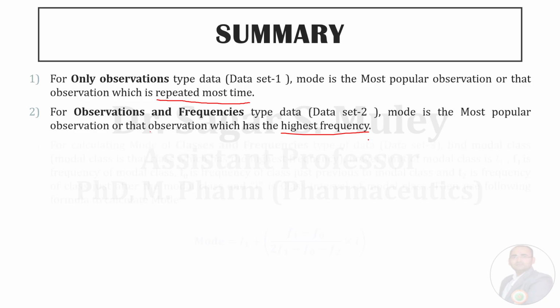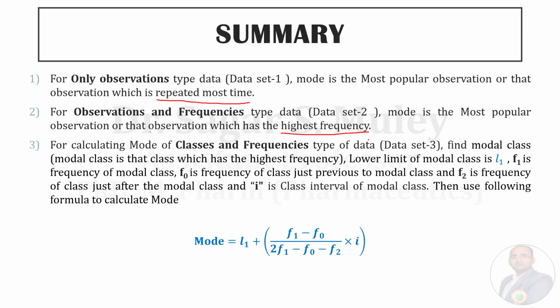For third, we have to use this formula: L1 plus, in bracket, F1 minus F0, divided by 2F1 minus F0 minus F2, into I. Here firstly for dataset 3, that is class and frequency, we have to find out the model class. Model class is nothing but the class which has the highest frequency. Then lower limit of that model class is our L1.